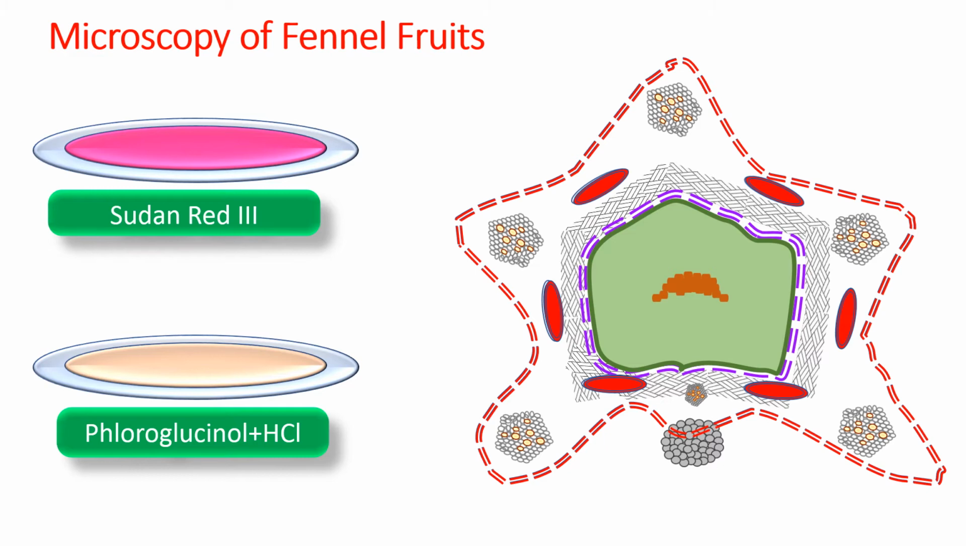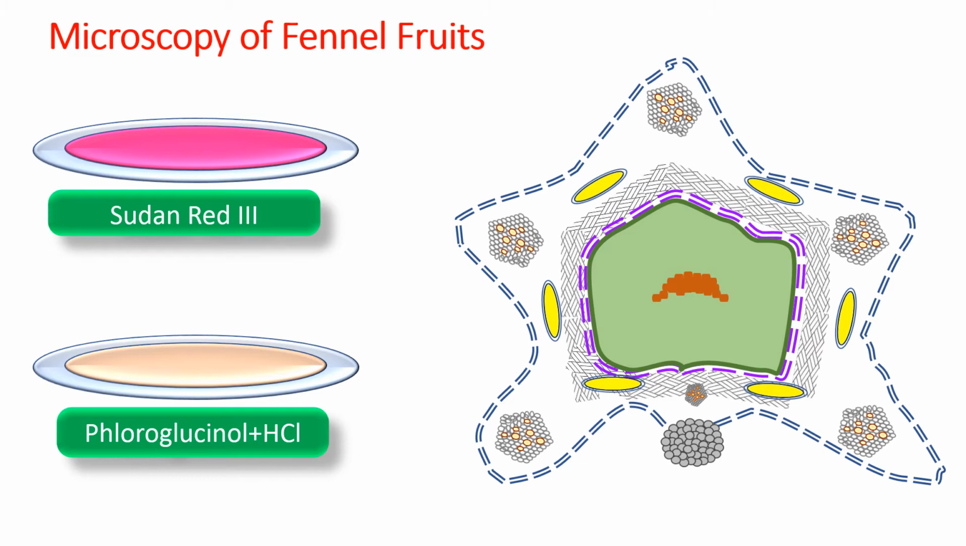Now I have purposely shown a bright red color here because different screens may have different resolutions of the color, but to understand, this is the way it gets colored. The color is not this intense, but it can be a tint. Next is the phloroglucinol HCl. Phloroglucinol HCl helps to stain the lignified tissue.